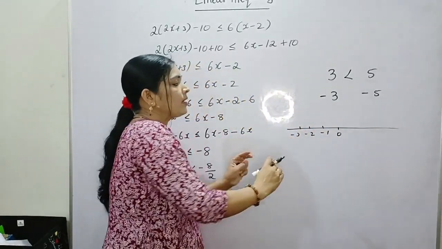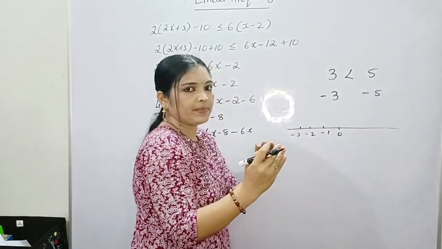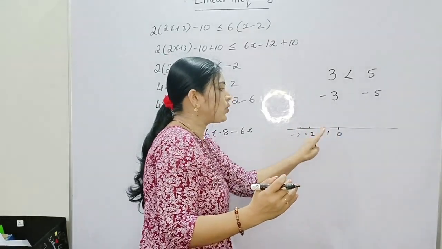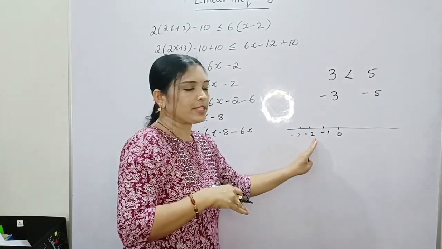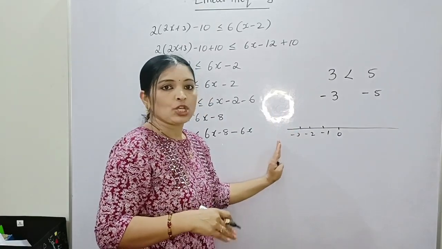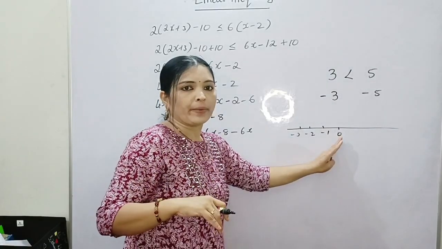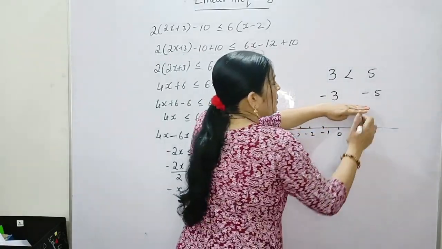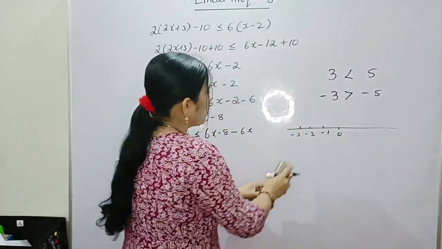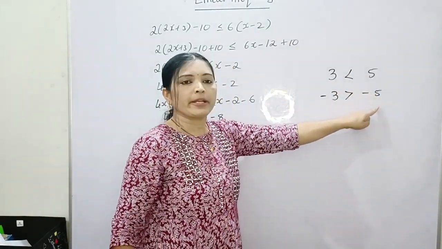See here, when it is approaching the right side, numbers are increasing, isn't it? That means minus 1 is greater than minus 2. Minus 2 is greater than minus 3. Minus 3 is greater than minus 4. So minus 3 is greater than minus 5, isn't it? 0 is greater than minus 1. So 3 is less than 5, then minus 3 is greater than minus 5.